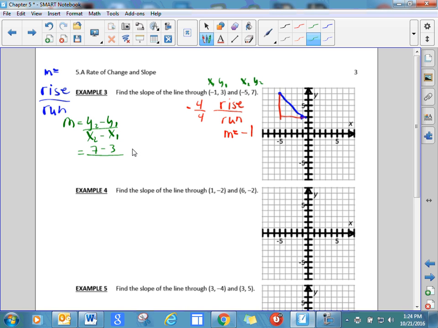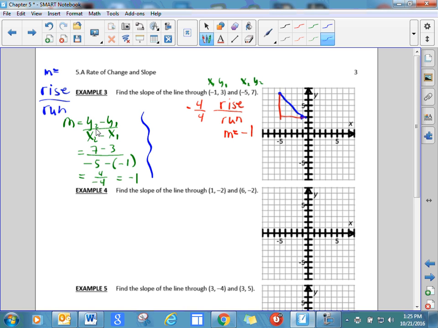x2 minus x1, minus 5 minus a minus 1. Here you've got to really be careful about your signs. So that becomes 4 over minus 5 plus 1, which is minus 4, and the slope becomes minus 1. I want to show you something kind of cool.